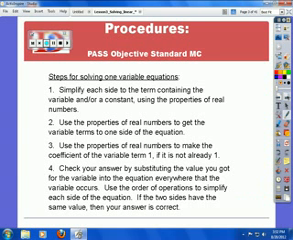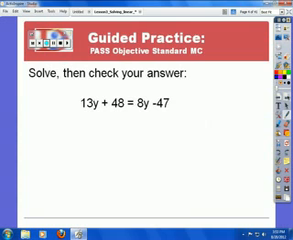Then you're going to use the properties of real numbers to make the coefficient of the variable term 1 if it is not already. You're then going to check your answer by substituting the value you got for the variable into the equation everywhere that that variable occurs. Use the order of operations to simplify. You should get the same value on the left side and the right side of the equation if it is correct. Here's our first example.